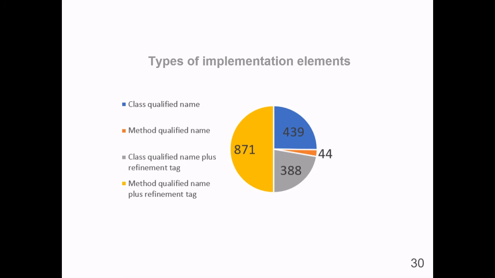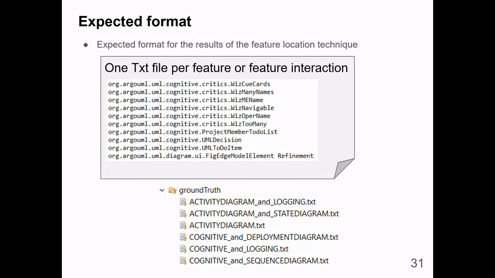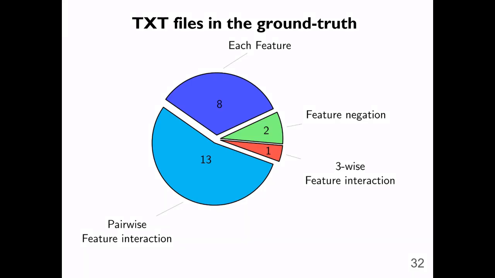For our challenge, the expected format is to mention, for each feature or for each feature interaction, the class that has to be present in the file. So for example, that would be the class, or the class with the refinement tag, or the methods, and so on. We have txt files for features, feature negations, pairwise interactions, and t-wise feature interactions. And all of those you can find in the GitHub project.